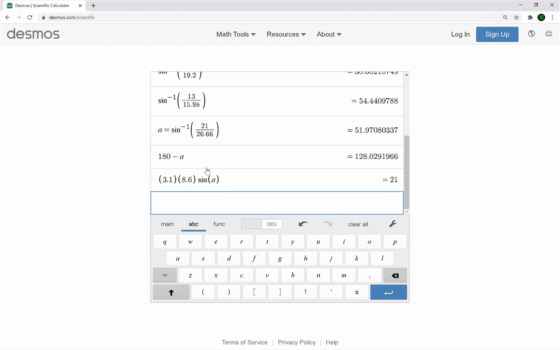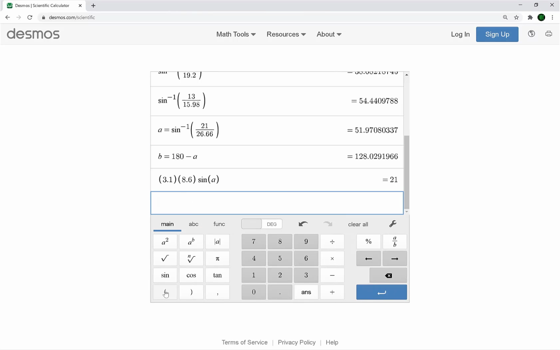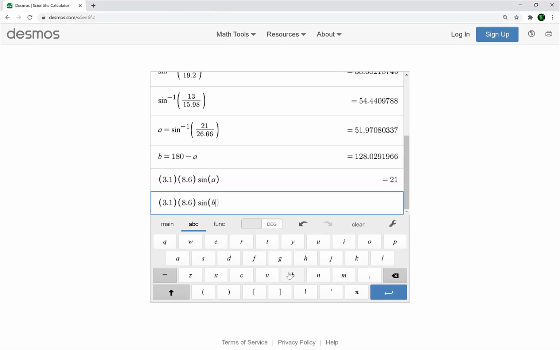Enter. Now I'm going to call this B. B equals that. If I go 3.1 times 8.6, and I go sine of B, which is that 128.02, you still get 21. See, it works, guys. It works. Cool or not cool?